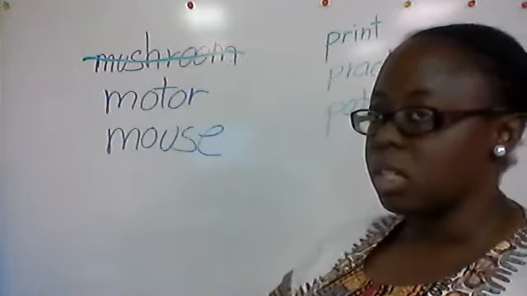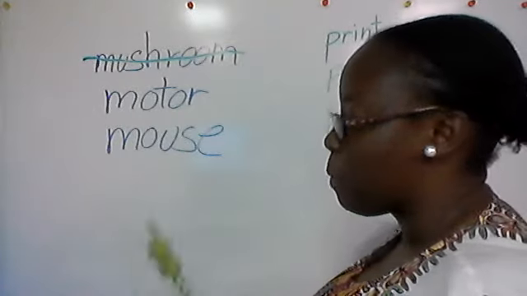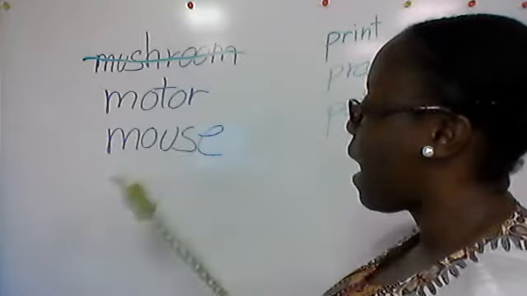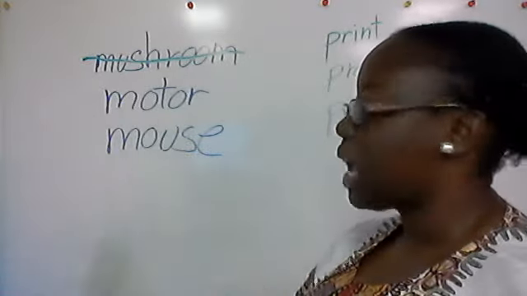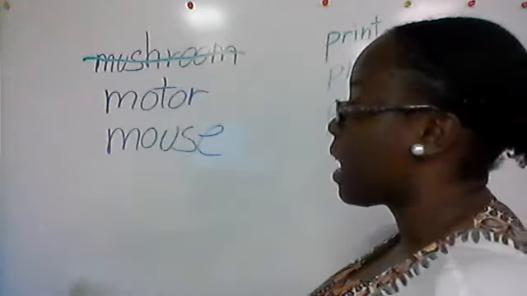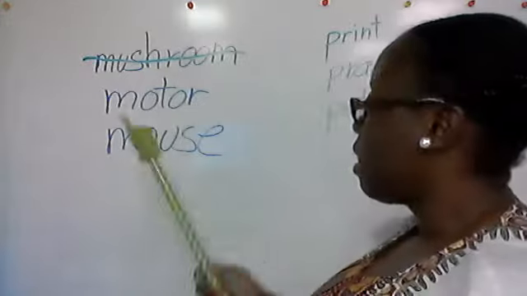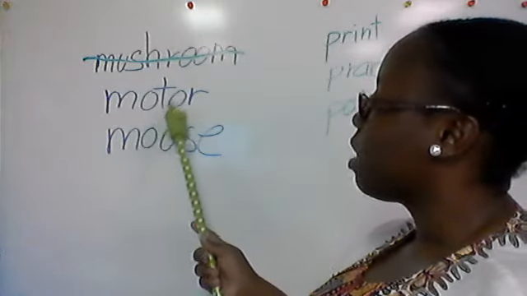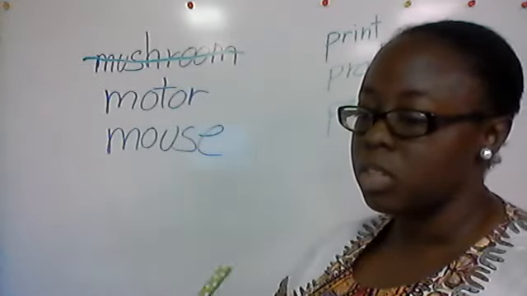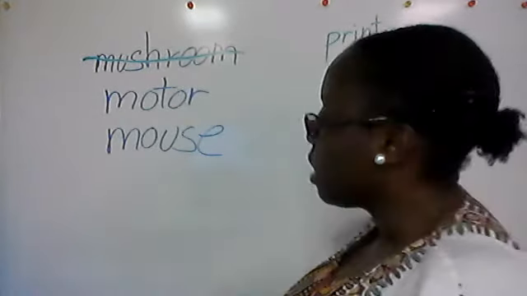M-O-T. We have mountain, which is M-O-U, and we have move, which is M-O-V. Now M-O-U, U comes after the letter T in the alphabet, A, B, C, D, E, F, G, H, I, J, K, L, M, N, O, P, Q, R, S, T, and then U. So if T comes before U, it's not going to be on this page because mountain is M-O-U. So that means motor is not going to be in this page, and that rules out motor.